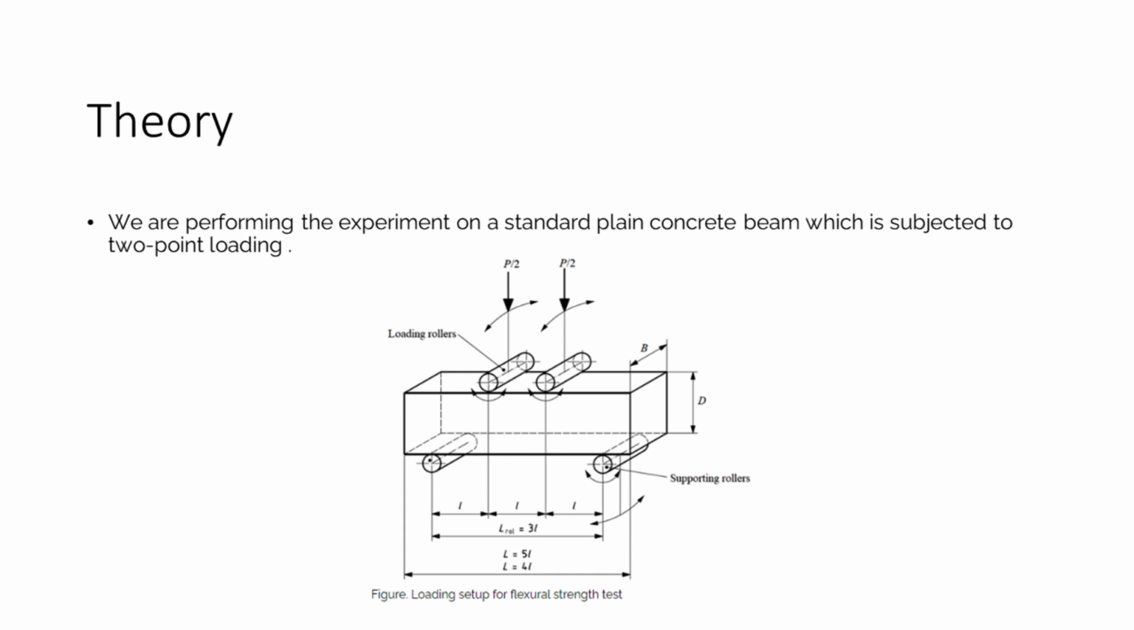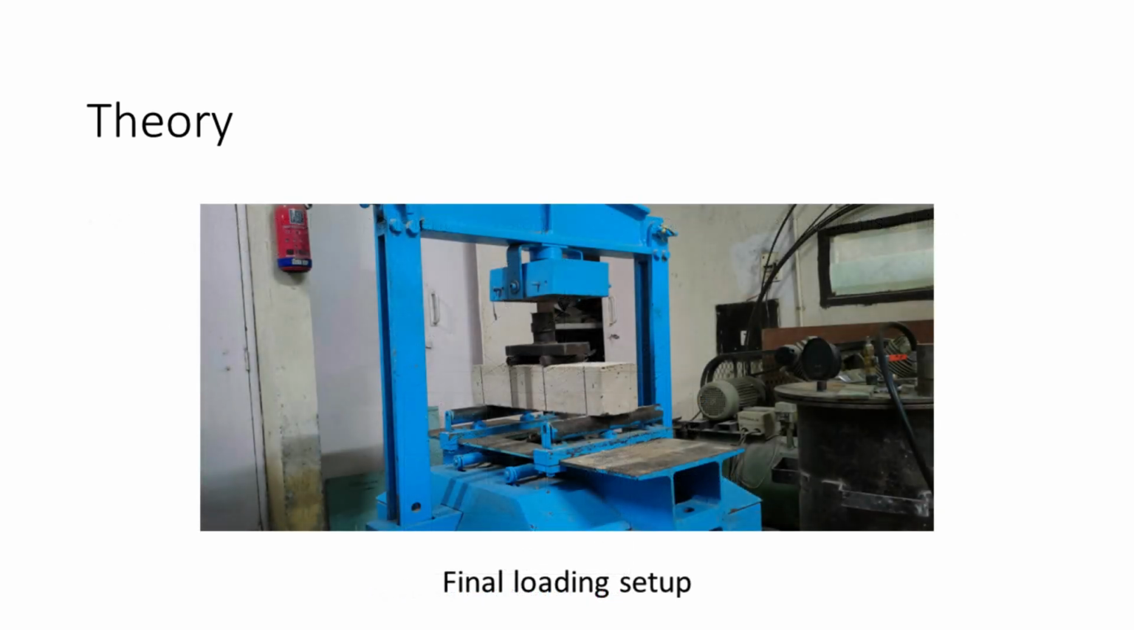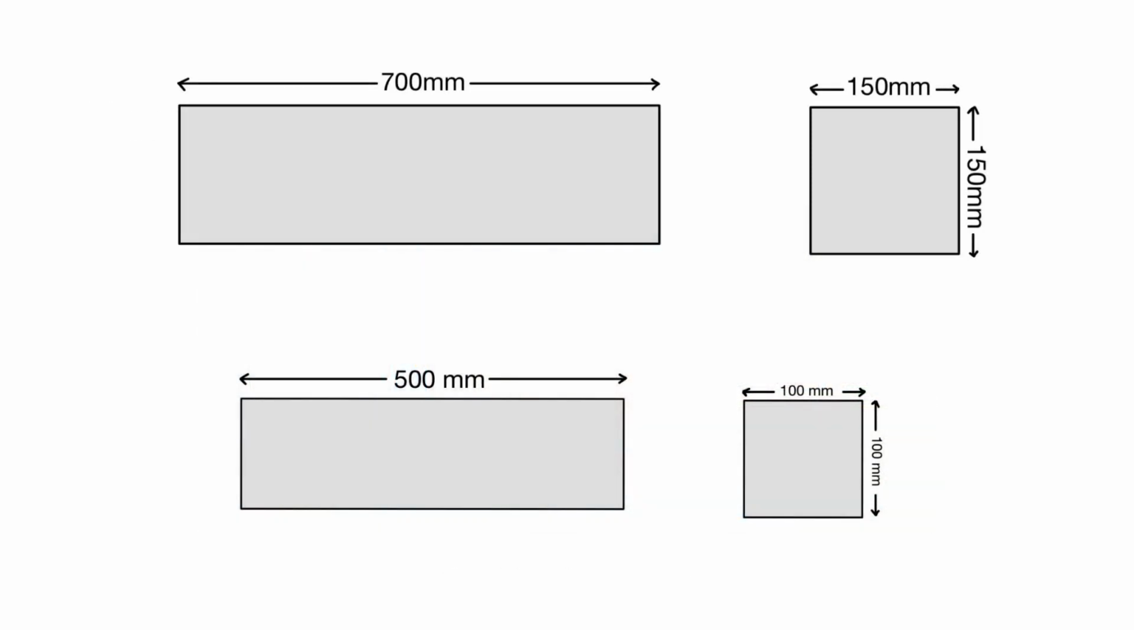We are performing the experiment on a standard plain concrete beam which is subjected to two-point loading. Indian standard determines the size of the concrete specimen as 150 mm width, 150 mm depth, and span of 700 mm. It also states a size of 100 mm width, 100 mm depth, and span of 500 mm. We are using 100 by 100 by 500 mm plain concrete beam.